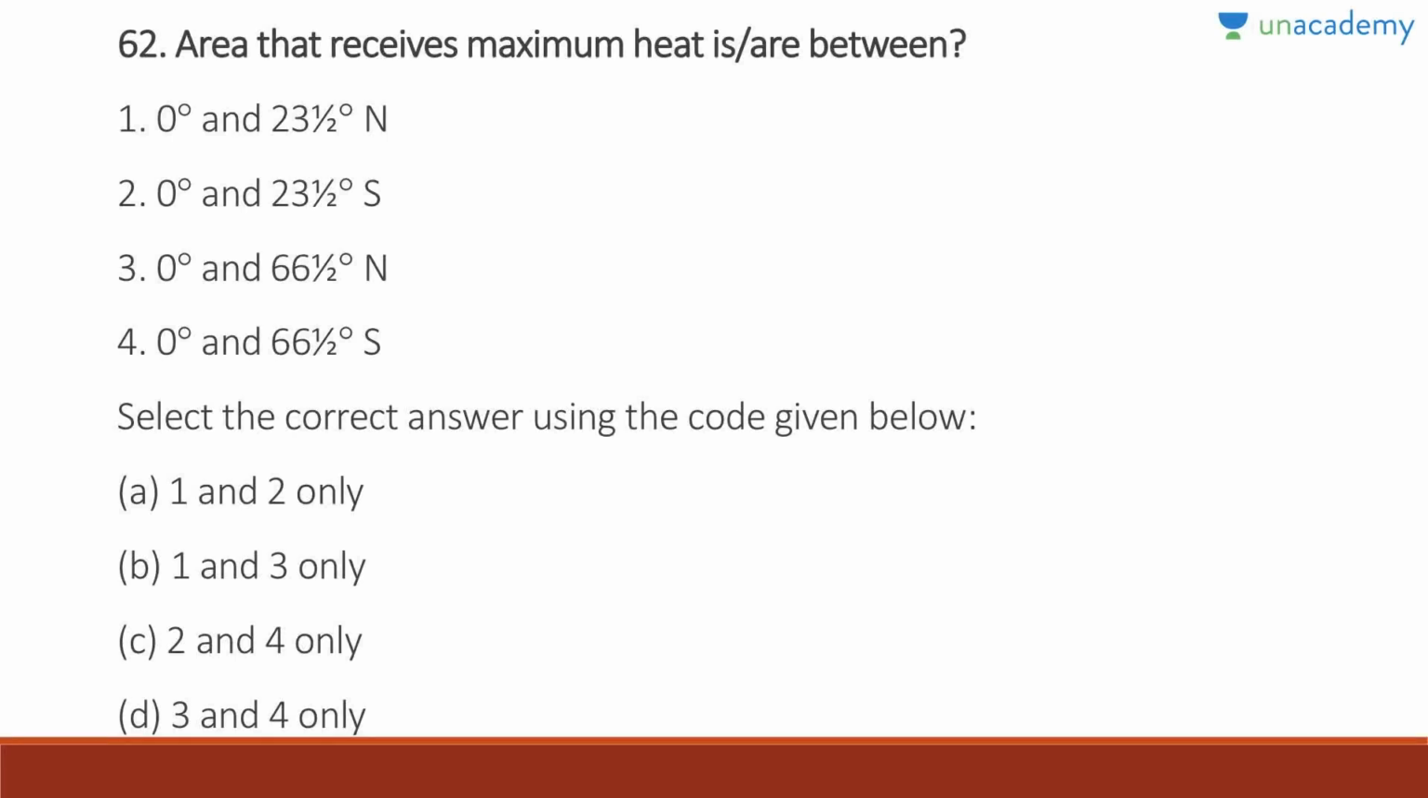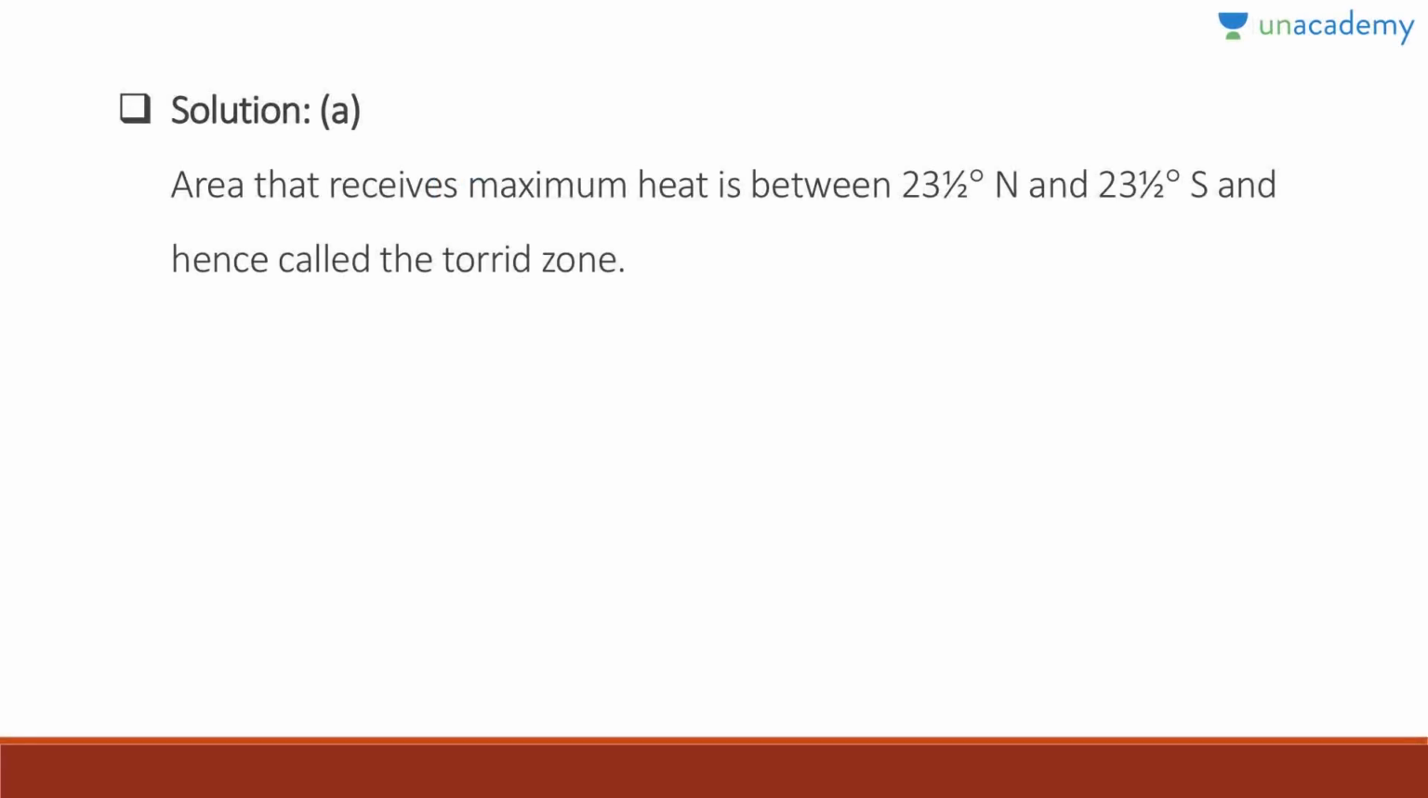Question number 62. The area that receives maximum heat is between which of the following? Obviously anything near the equator. So 0 degree, 23.5 degree north is the Tropic of Cancer, and this is the Tropic of Capricorn. Between them, the summer solstice and winter solstice happen, and the sun will always go in between these two, maximum overhead. So the answer here is A, 1 and 2. The area that receives maximum heat is between 23.5 degree north and 23.5 degree south, and it is called the torrid zone or the tropical zone. The answer here is A.